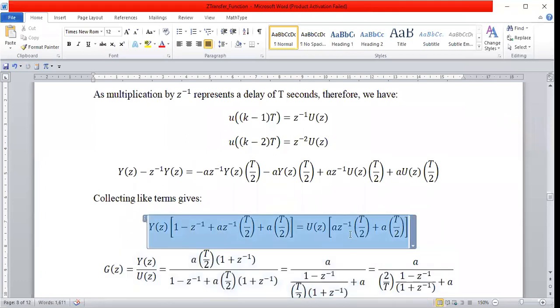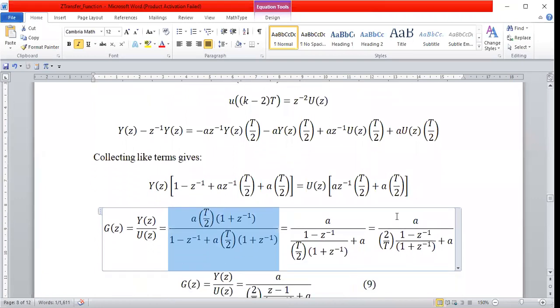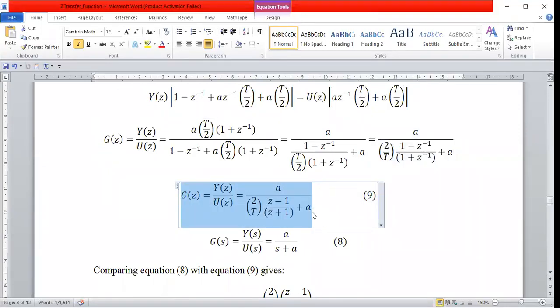Then you collect like terms. You collect the Y(z) terms and the U(z) terms together. Then you get the transfer function as this. Then when you divide both sides by this, you're going to get this equation. Then after that, this particular side of the equation, if you rearrange it, you're going to get this. So the transfer function is given by this equation 9.